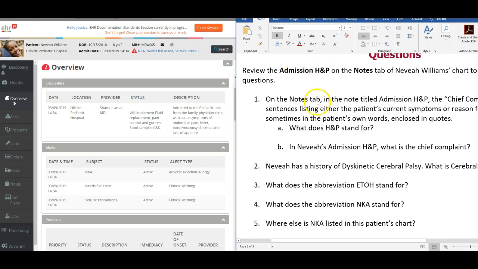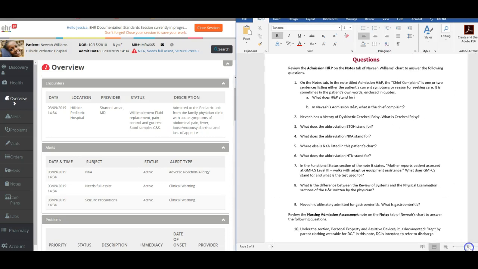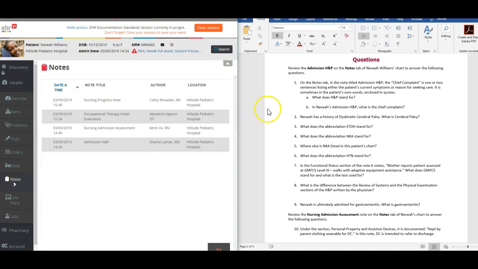Okay, so when we are looking at the chart, or the questions that we need to figure out the answers to in the chart, we're going to start on the notes tab. So over here on the notes tab, and the note titled admission history and physical or H&P, the chief complaint is one or two sentences listing either the patient's current symptoms or reason for seeking care, sometimes in the patient's own words and enclosed in quotes.